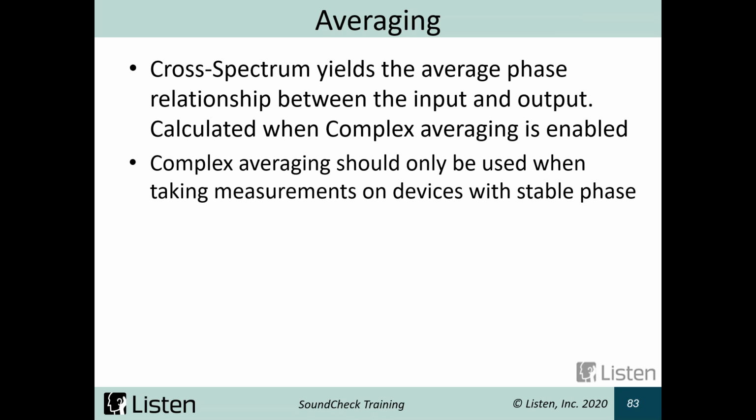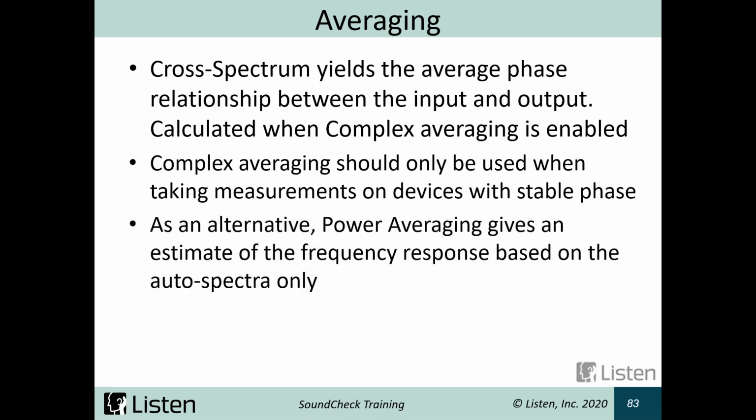If I was testing something with Bluetooth that had some sort of jitter, wasn't completely stable, using a smart device where I didn't have exactly stable phase, then I shouldn't use complex averaging. I should use power averaging. And this will give us an estimate of the frequency response based on the auto spectra only.